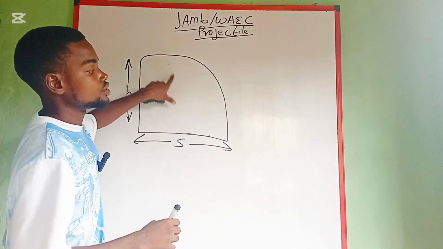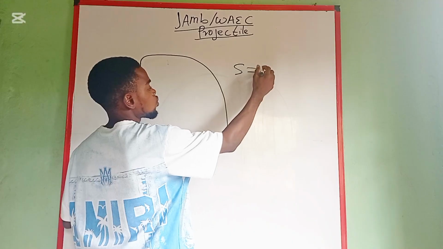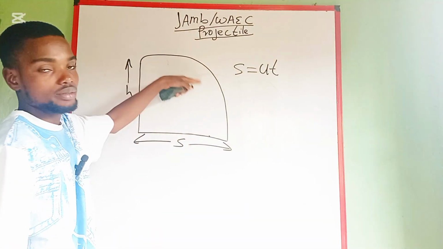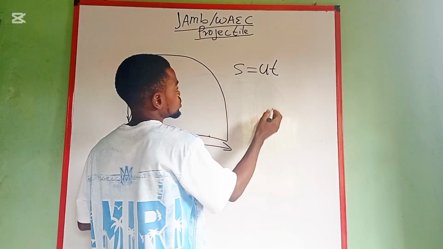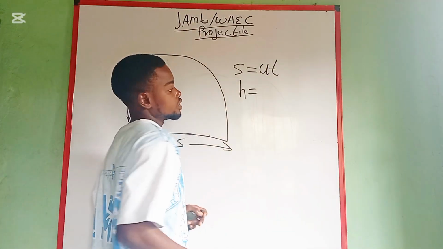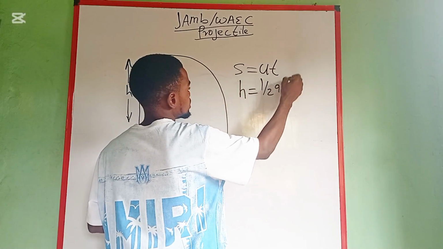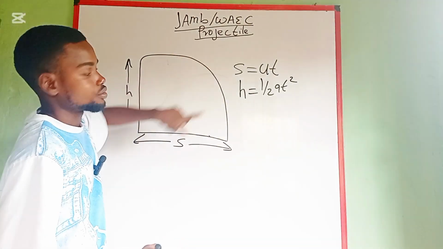Now, the formulas you need to know about this: the distance is equal to ut, that is the velocity of that particular object multiplied by the time. And then you also have to know the height. The height is equal to half gt squared. So these are the two formulas you need to know for this particular expression.